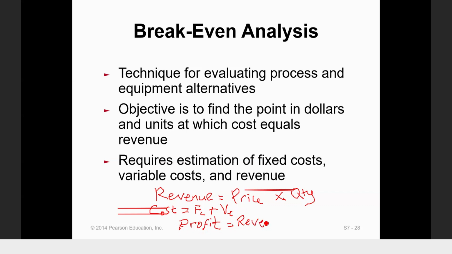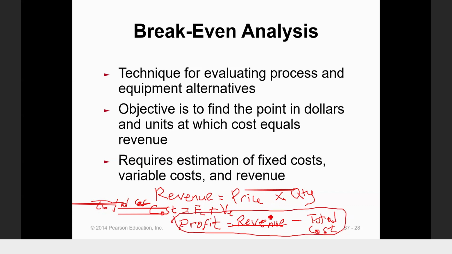Revenue minus cost. Or sometimes people call it sales. Sales or revenue minus total cost. So I forgot to put total cost here. Total cost. Okay, profit is revenue minus total cost. So we also have, what is total cost? Total cost is coming from fixed costs and also variable cost.